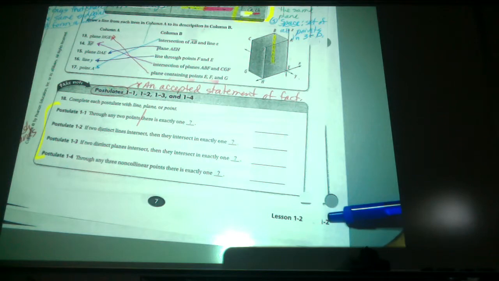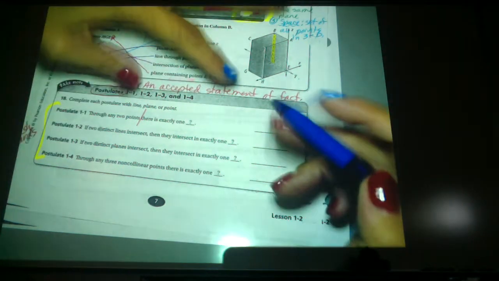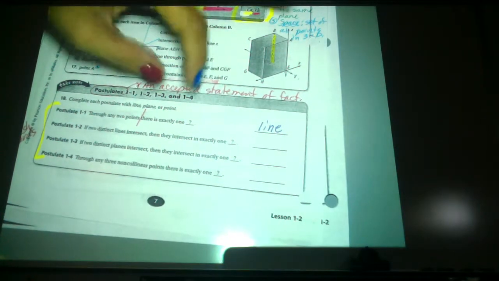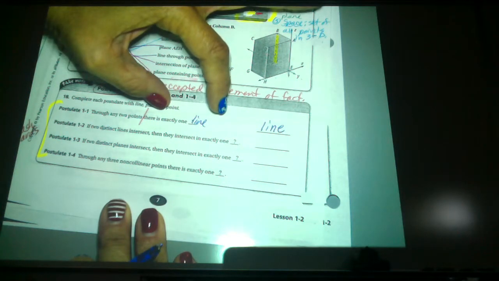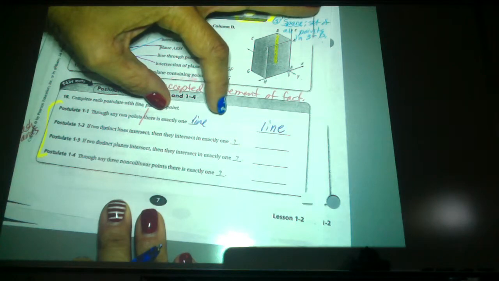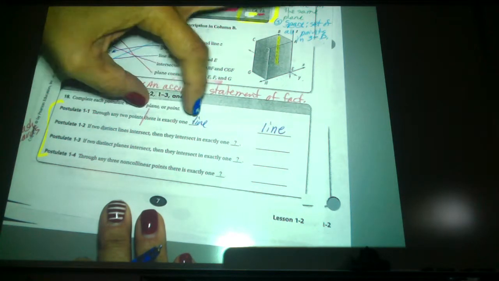Two points make a what? A line. So through any two points, there's exactly one line. This would be the front of your flashcard, and this should be the back, so that you can read them forwards and backwards. There's exactly one line through any two points. You ought to be able to read them forwards and backwards.